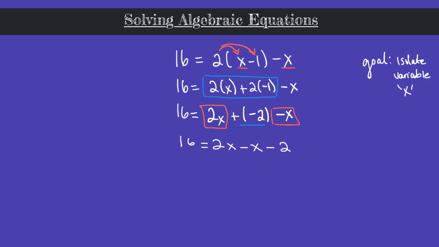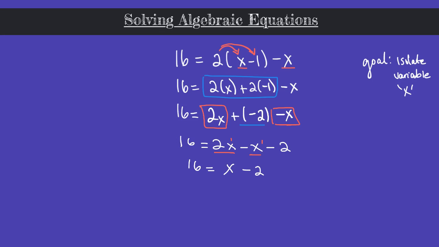Now, what I'm going to do is combine like terms. On the right-hand side of my equation, 2x and x are both like terms because they both have x to the same power. In this case, it's the power of 1. So 2x minus x is the same as having 2 bags of beans subtracting 1 bag of beans. Well, I will only have 1 bag of beans left. So I have 16 = x, or 1x, minus 2.